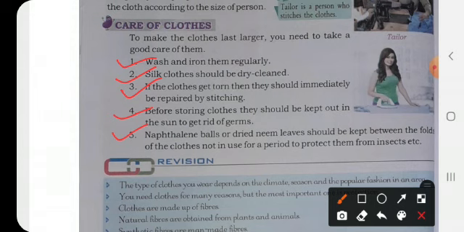Now, this is all about fibers and fabrics. How do we get clothes? How the fibers are finally woven into finished fabrics which we wear as beautiful clothes. So, this is all about this story.